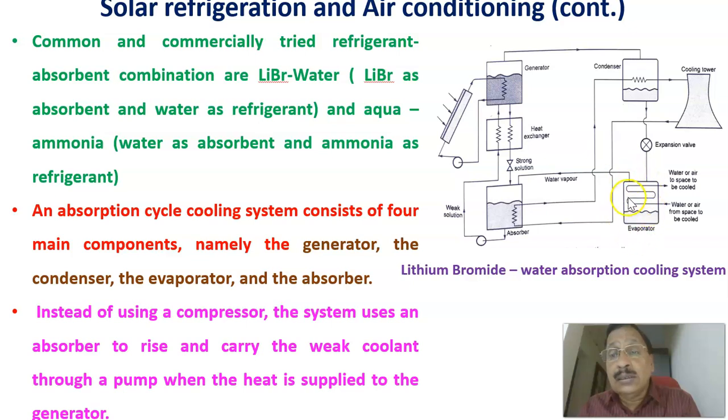Then it goes to the evaporator, and after evaporation we get the cooling sensation, which happens here. Then the evaporator output goes to the absorber. The output of the absorber is given to the generator. There is also a heat exchanging system. Now let us see the working of this lithium bromide water absorption cooling system in detail.